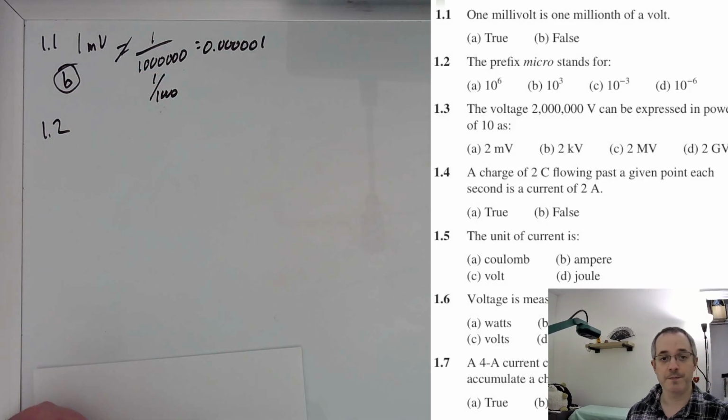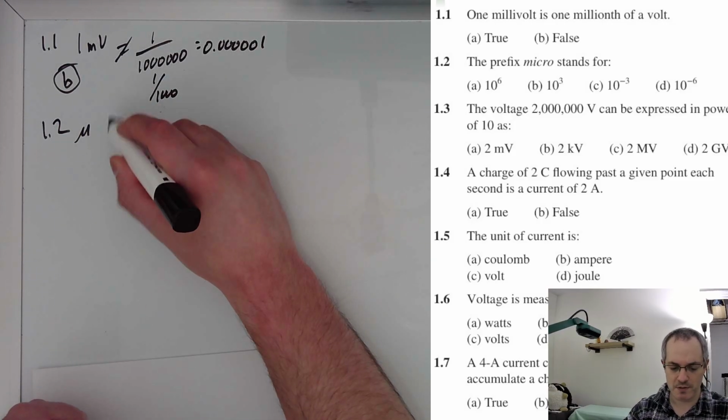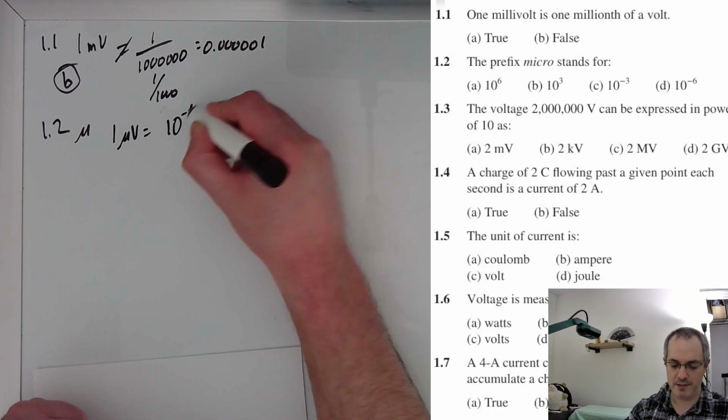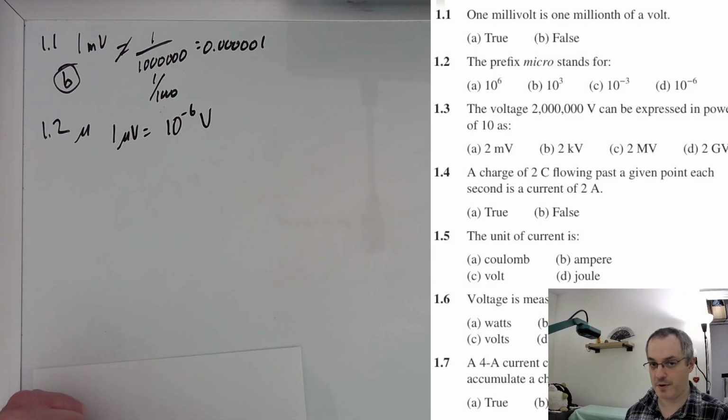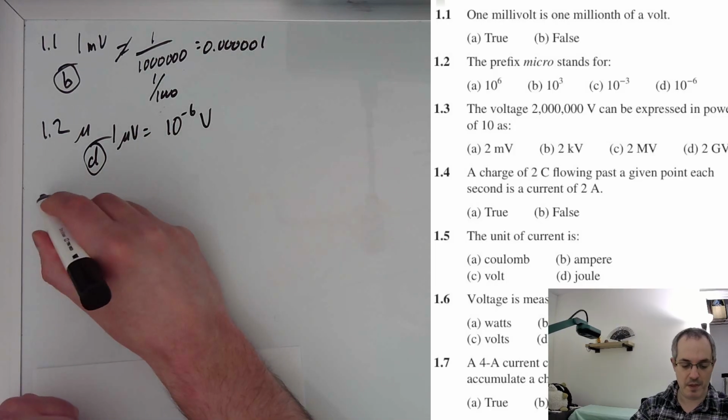Question 1.2. The prefix micro, which is that symbol, stands for... is a weird way to phrase it, I feel. Stands for? Well, we can use volt since we just did. 1 microvolt is 10 to the minus 6 volts. So if that's what they mean by stands for, then that's what that is. So we'll go with D, maybe.